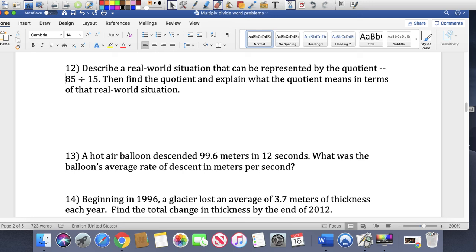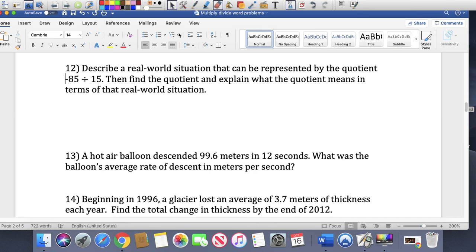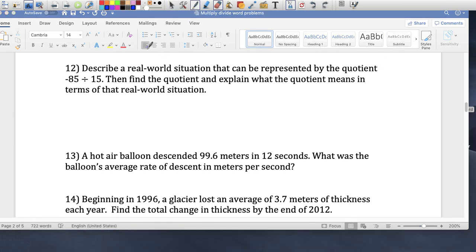So let me create a word problem. Oh, there's the minus sign. So negative on the other side. So it's actually like this. I lost $85 in 15 days. How much money did I lose every day?